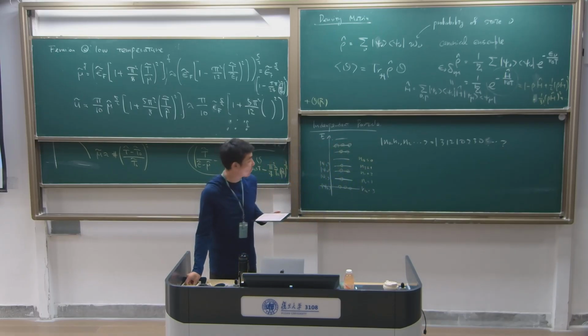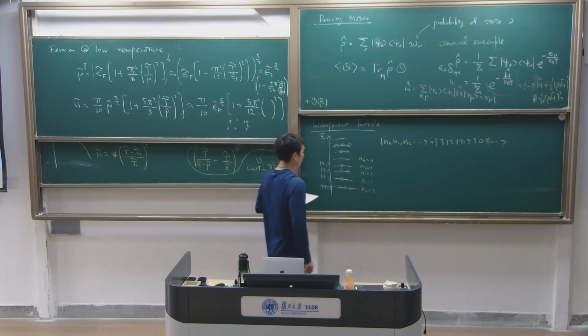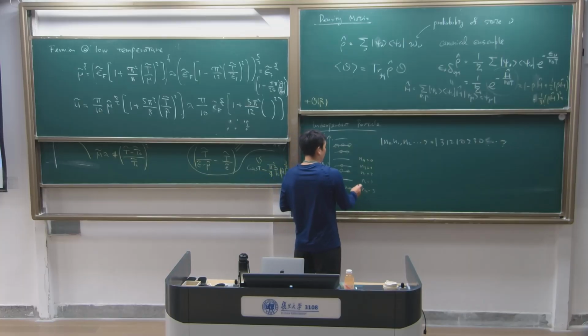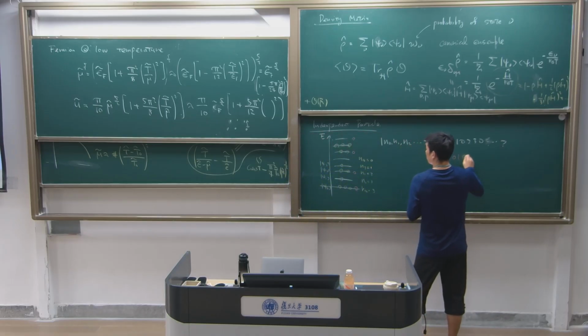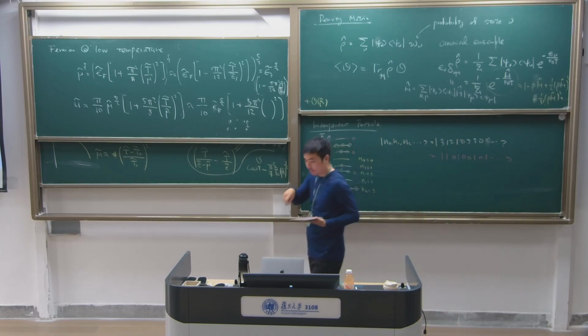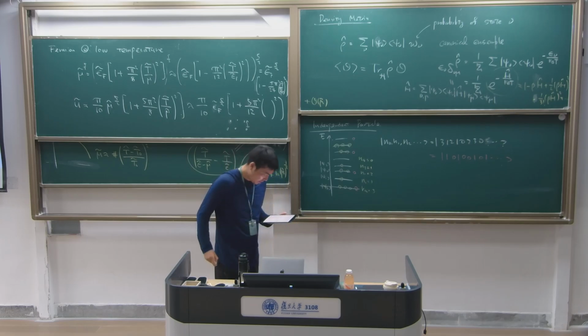On the other hand, for a fermionic state, you can only have zero or one particle in each state. So in a fermionic system you have 1, 0, 1, 0, 0, 1, 0, 1, and so on.